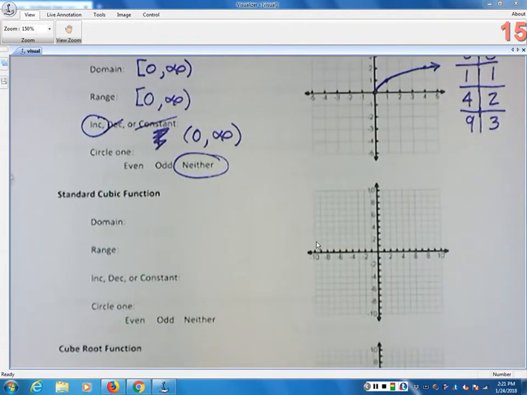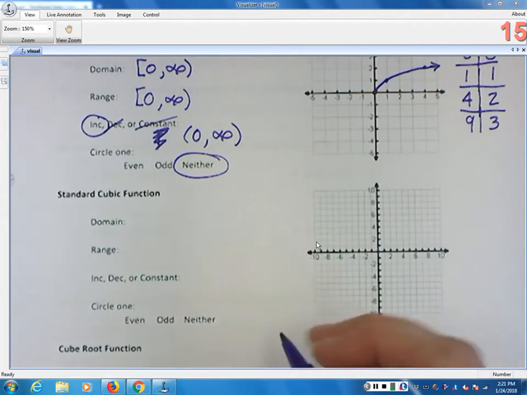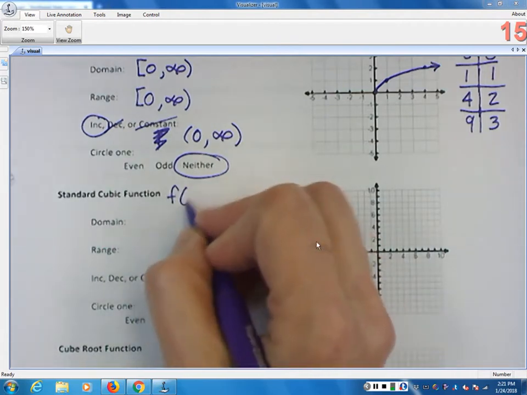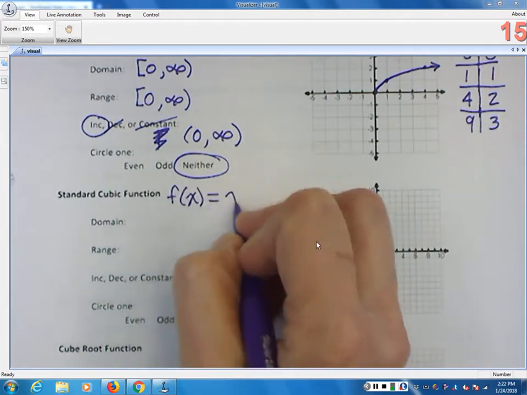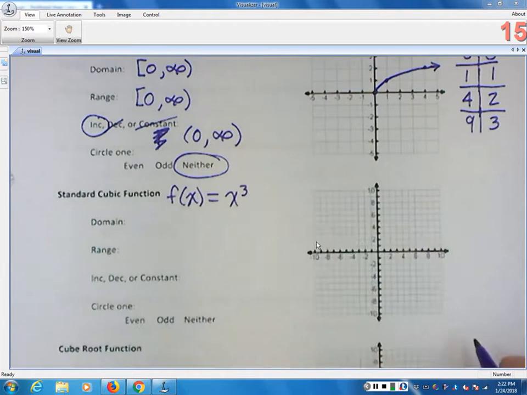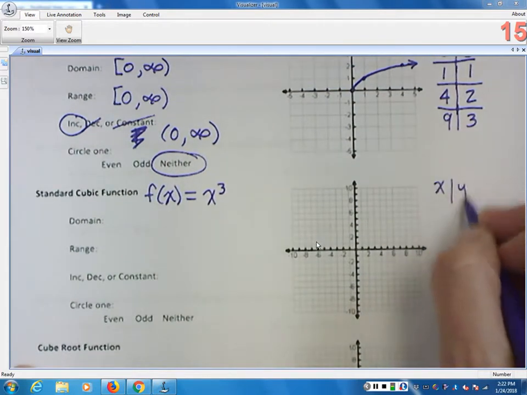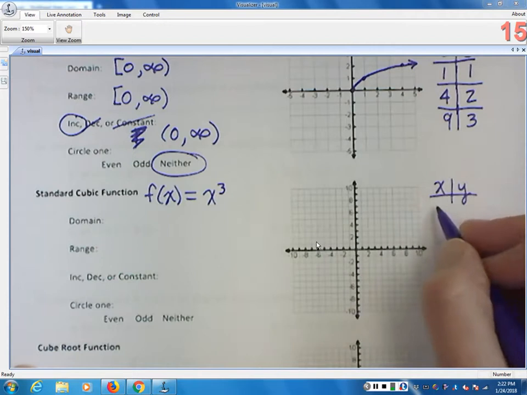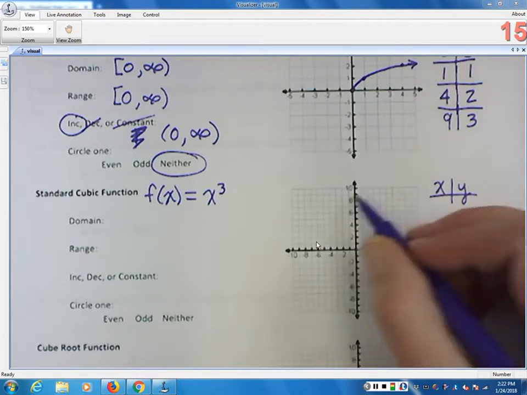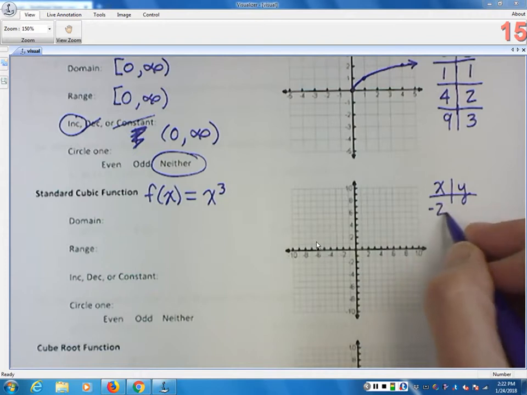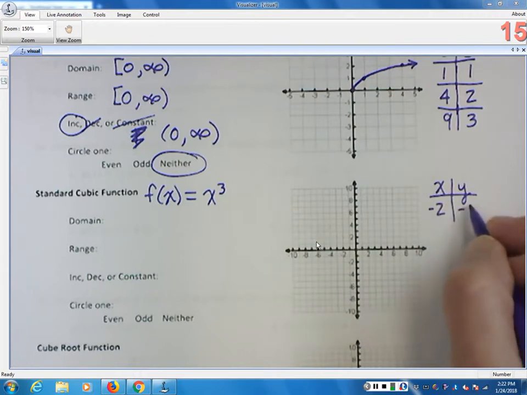Okay, the standard cubic function, f of x equals x cubed. So we're going to pick some convenient values of x and y. Minus 3 cubed is 27, that's not on the graph. So minus 2 cubed gives you minus 8.